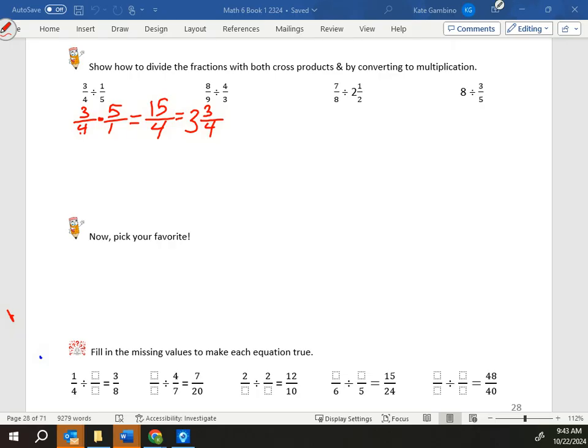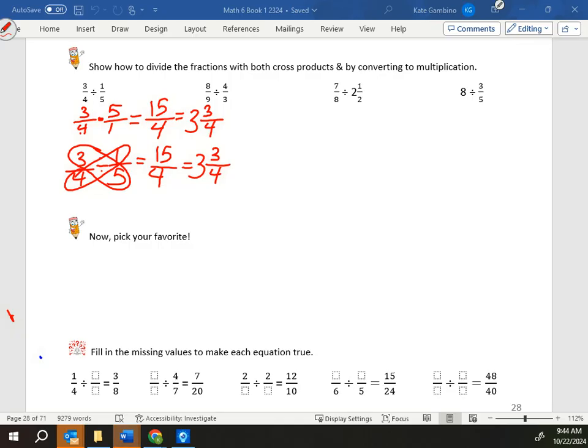Now, it says I have to use both. I also have to do that cross products, cross multiplying. How do I do that? Emma? You put the 3/4 and I multiply that 3 times 5, which is 15. And 4 times 1 is 4. I get that same 15/4 or 3 3/4.